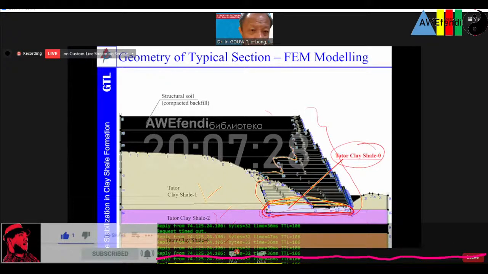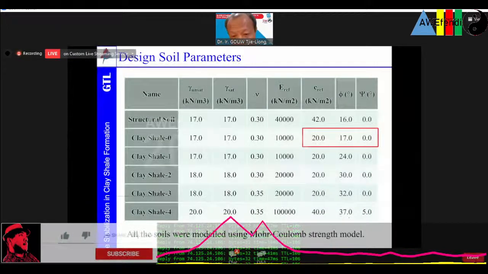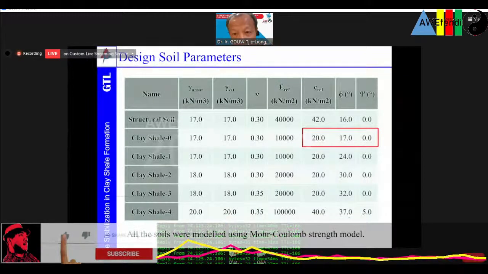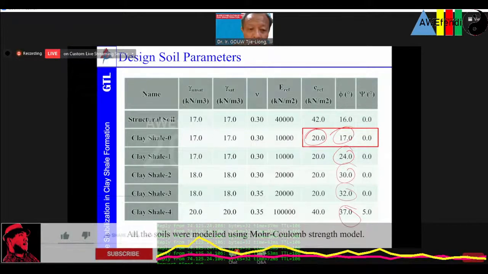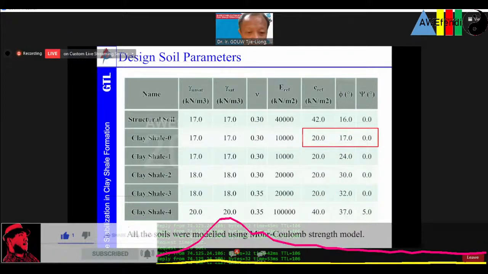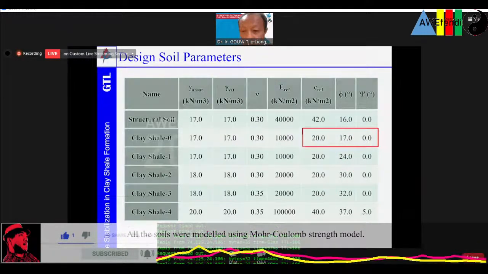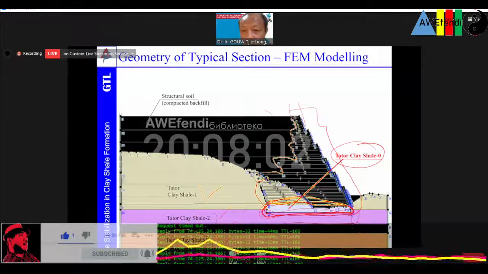So these are the parameters that I took for the evaluation. What we use is a Mohr-Coulomb strength model. This is what I say, 2017, and the lower one we got higher. The phi value we got higher, and the clay shale at the very bottom, the clay shale number 4 over here is around probably about 10 meter depth below. We took the full value, almost the whole value.